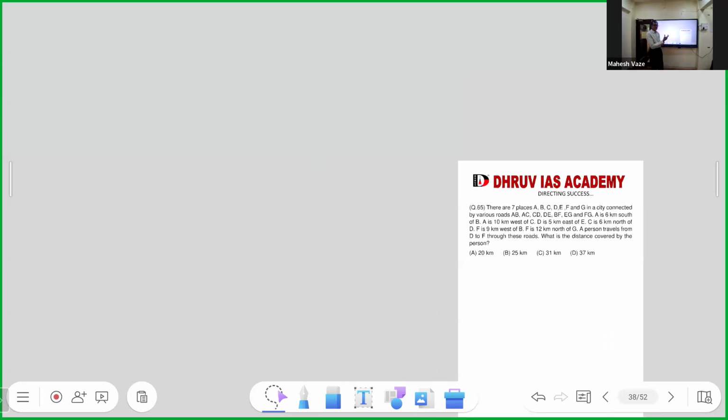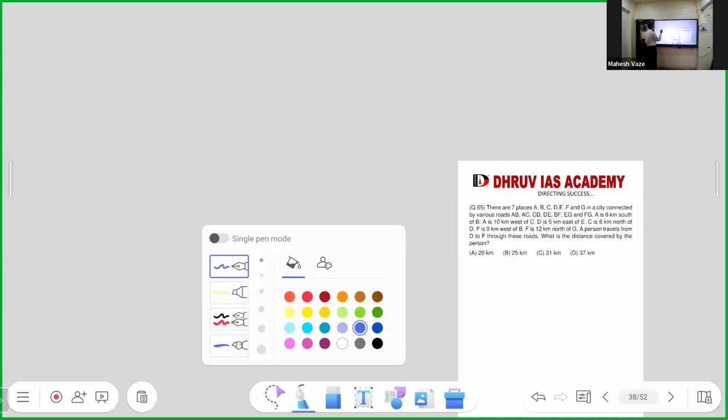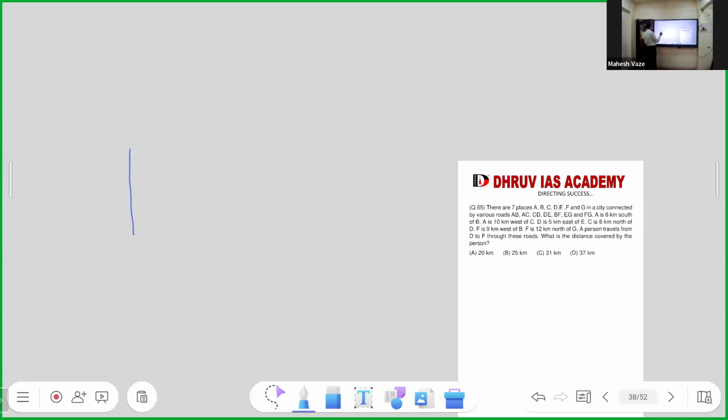We'll go one by one, taking one pair at a time. A is 6 km south of B. So suppose we start from any point here, say B and C. So this is 6 kilometers, B and A. Then next, A is 10 km west of C. So this is maybe C, 10, A and B, 6 km B. Okay, D is 5 km east of E. We cannot locate it right now, so we'll leave that and come back to it again.